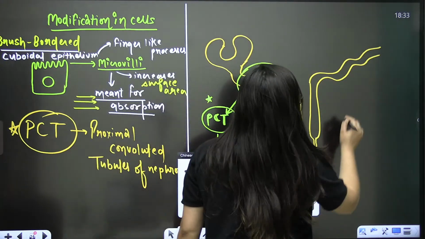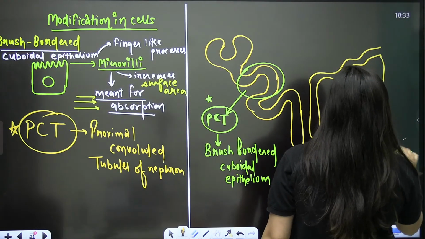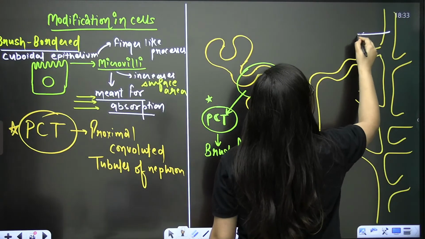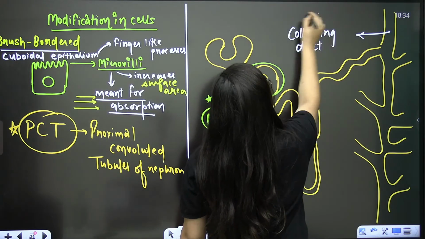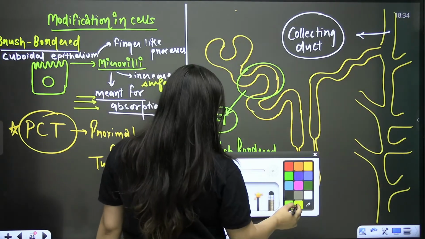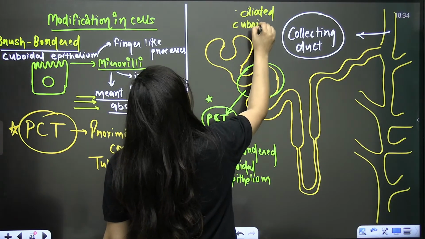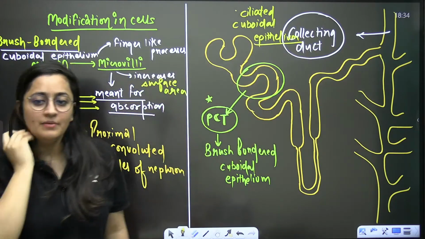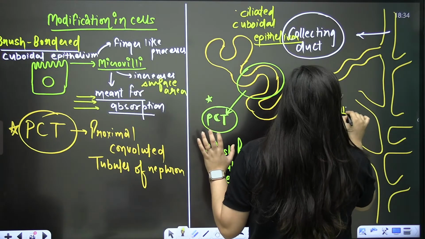And this part here, what is it? It is the collecting duct, right? So in the collecting duct also you will see the ciliated, okay, ciliated cuboidal epithelium. Now what is the meaning of ciliated cuboidal epithelium? That these cube-like cells have small hair-like structures.